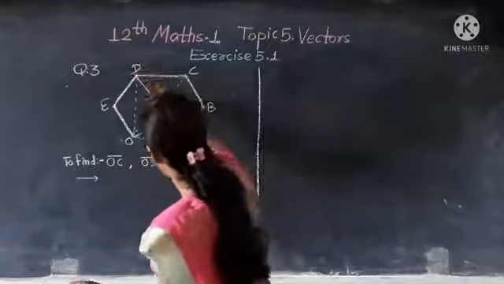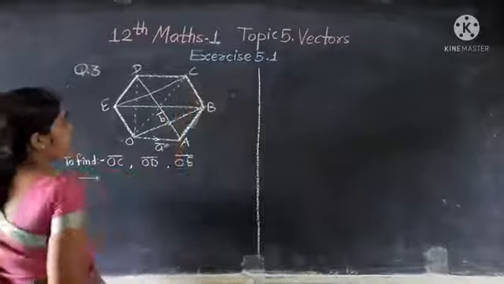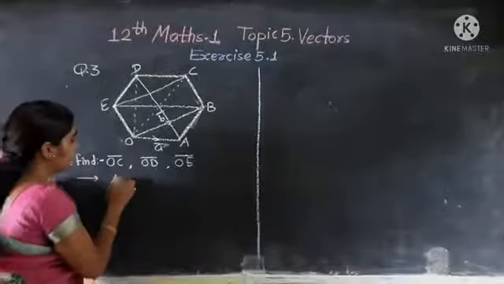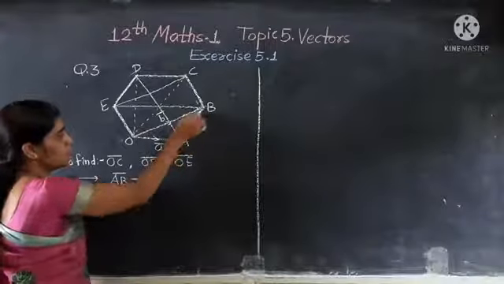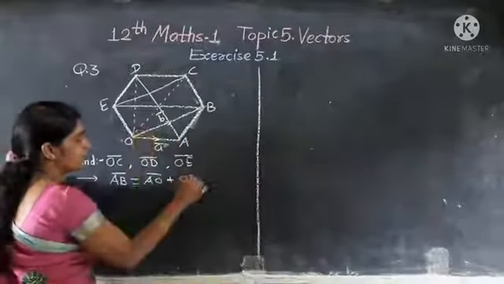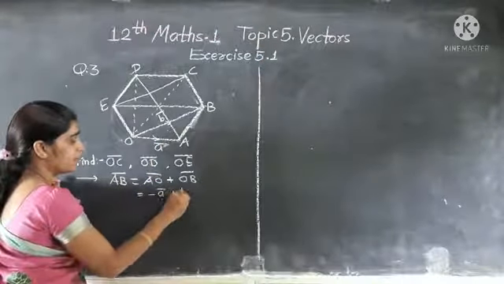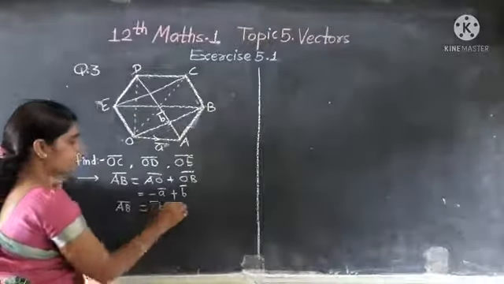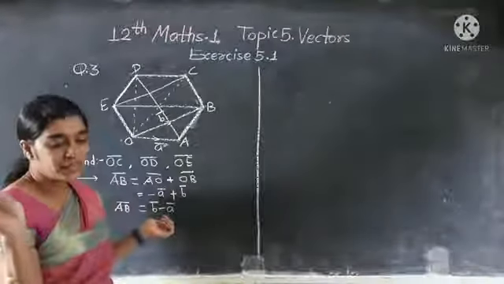If I join all these points, in this way, then see, first you find AB bar. How to find AB bar? AB bar in this direction. AB bar is equal to AO bar plus OB bar. And AO bar is in the opposite direction, so take minus A bar plus B bar. We get AB bar is equal to B bar minus A bar. Okay, we get AB bar as B bar minus A bar.